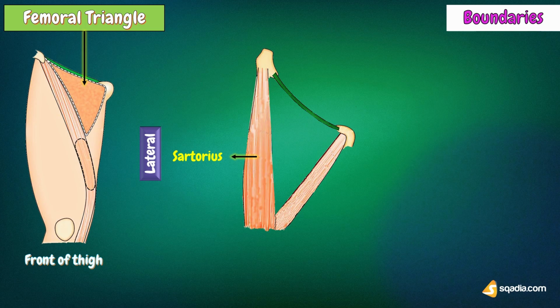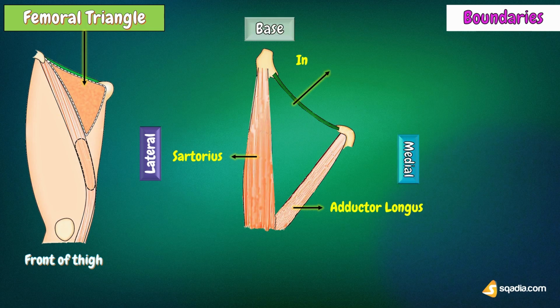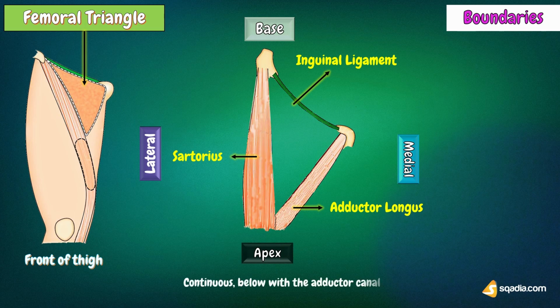Its base is formed by the inguinal ligament. The apex, which is directed downwards, is formed by the point where the medial and lateral boundaries cross. The apex is continuous below with the adductor canal.